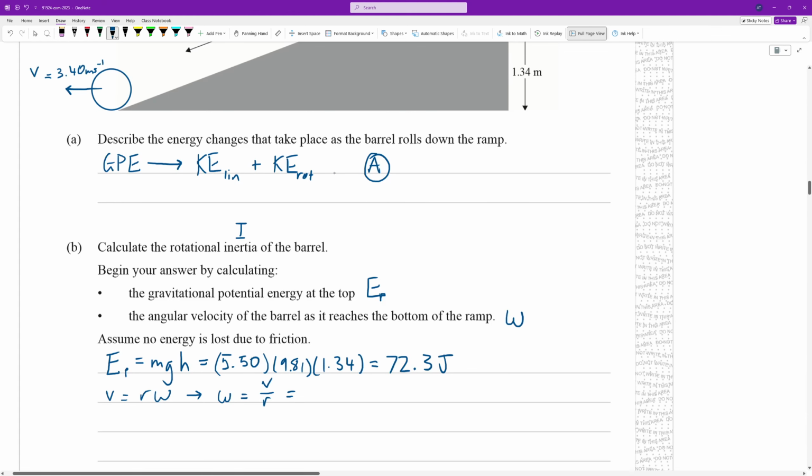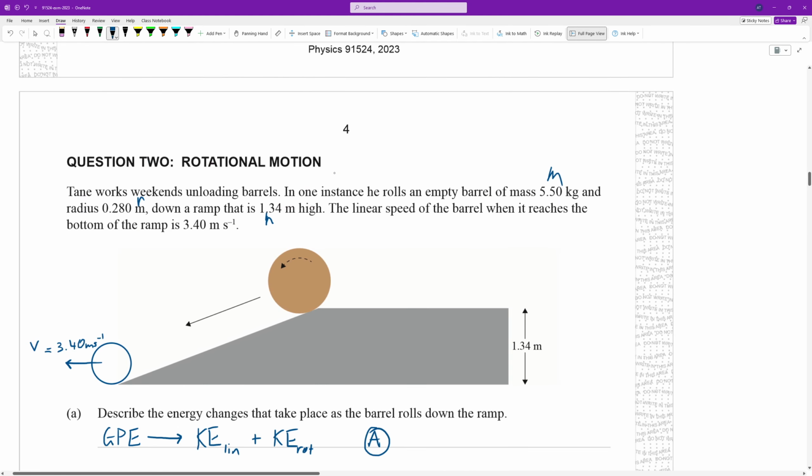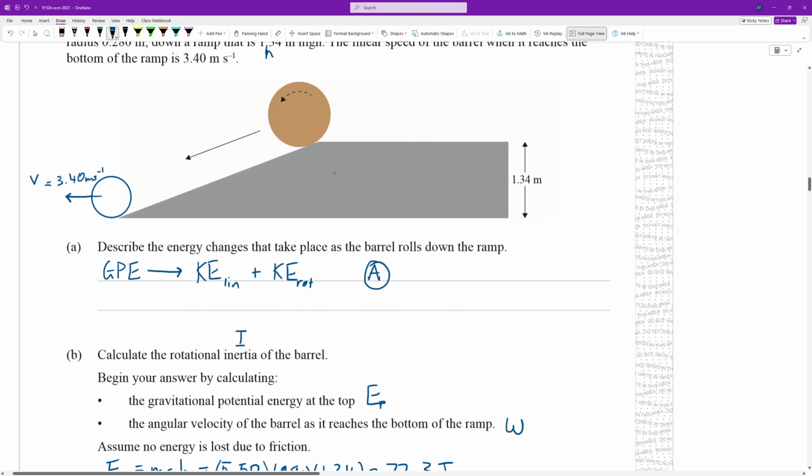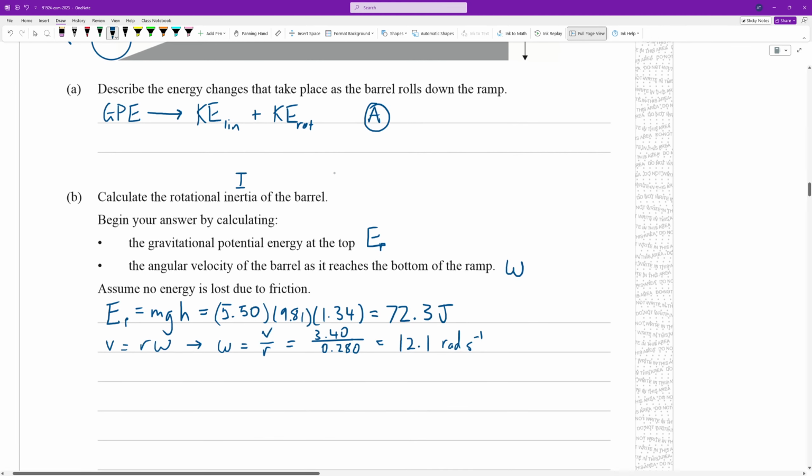The linear velocity was 3.4, and the radius of the barrel was 0.280. And that gives us 12.1 radians per second. Right, units for angular velocity, radians per second. Cool.